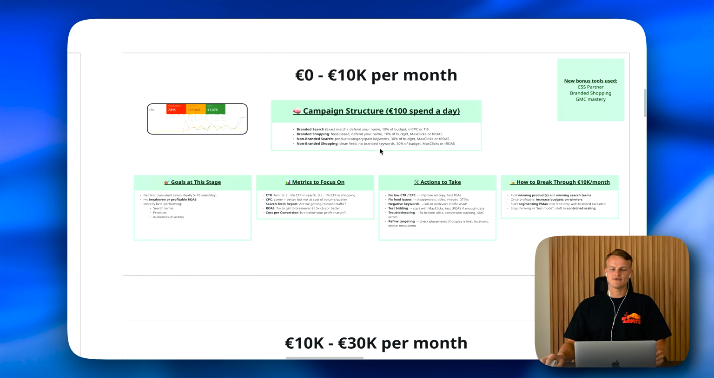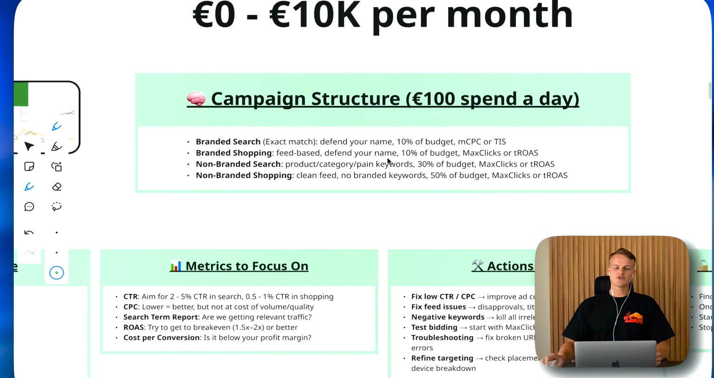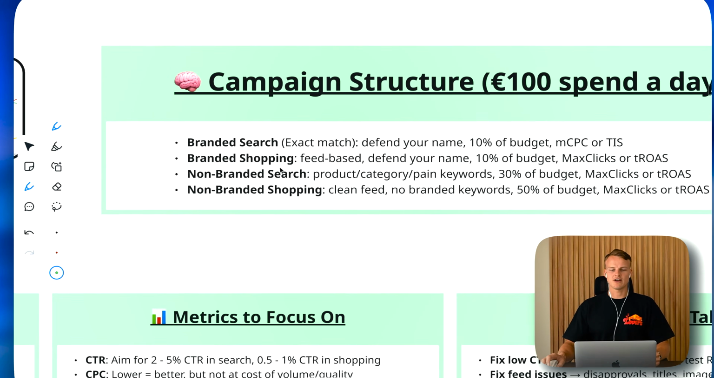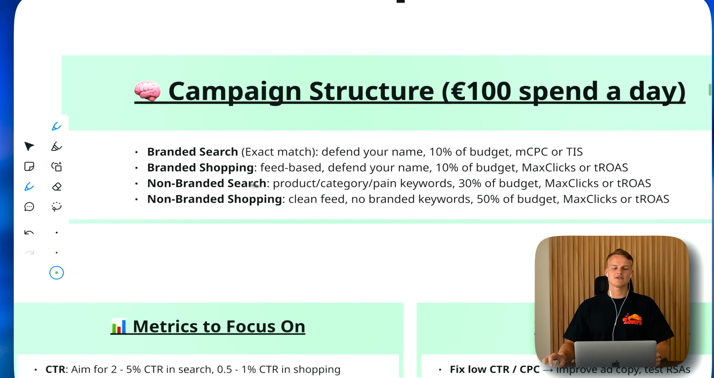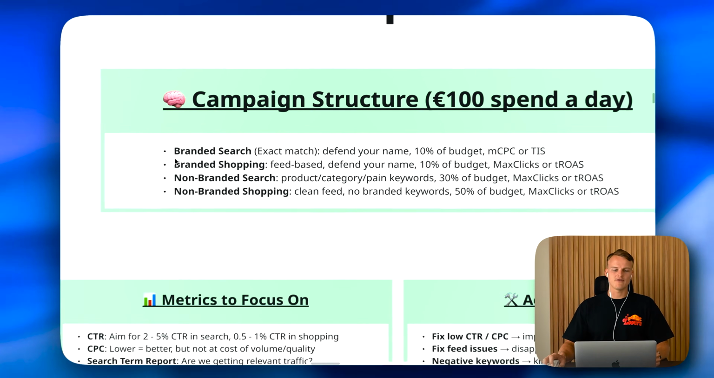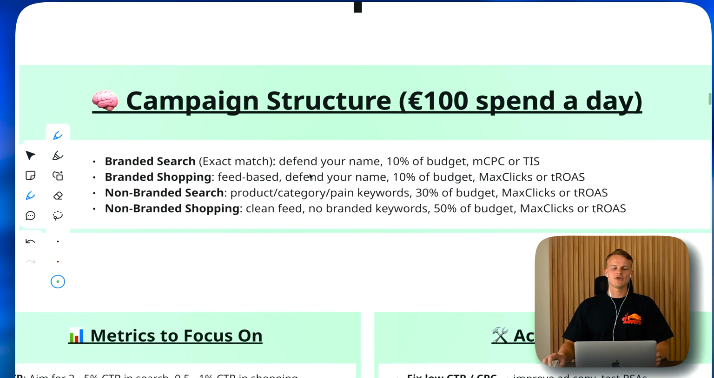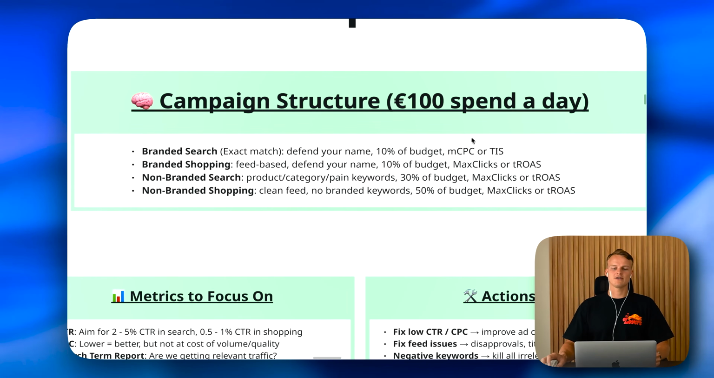So let's dive right into it. When it comes to the campaign structure, we pretty much use the base structure that I already told you about. But here, just for a short reminder, we have branded search and branded shopping, and non-branded search and non-branded shopping. You want to focus your branded search on exact match to defend your name, 10% of the budget max, maximum CPC or target impression share.